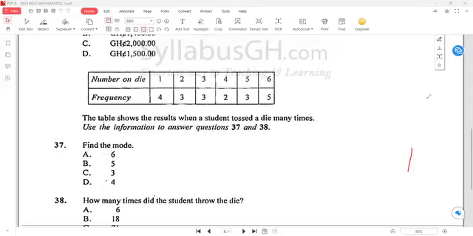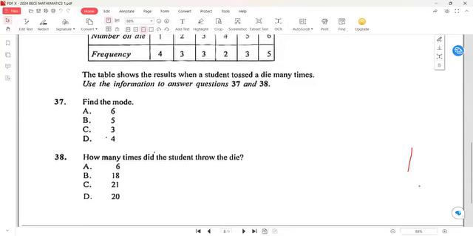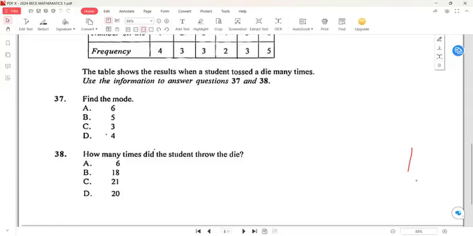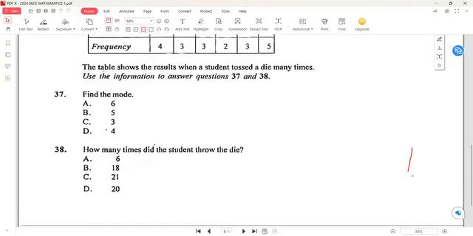How many times did the student throw the die? We add the frequencies. That should be 20. 4 plus 3, 7 plus 3, 10, plus 2, 12, plus 3, 15, plus 5, 20. So that should be 20.